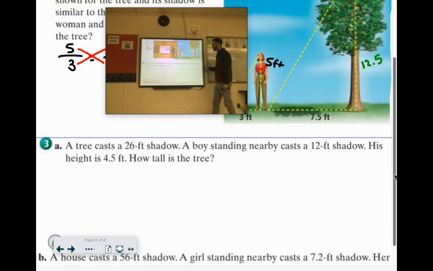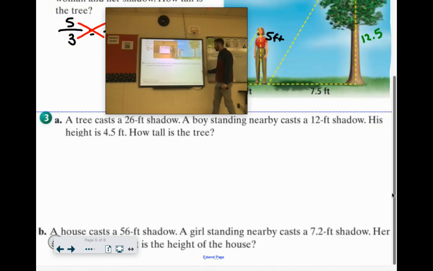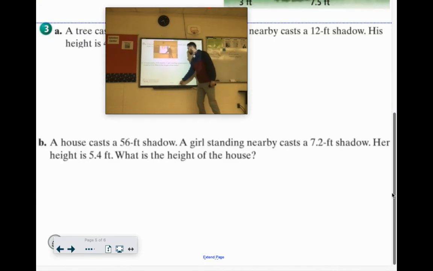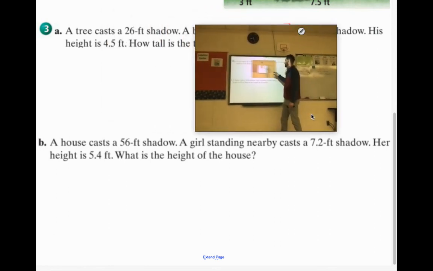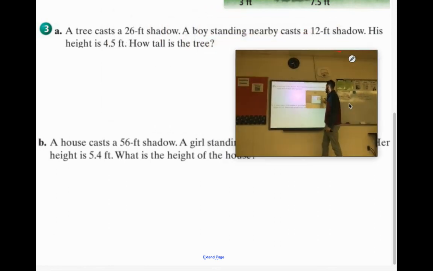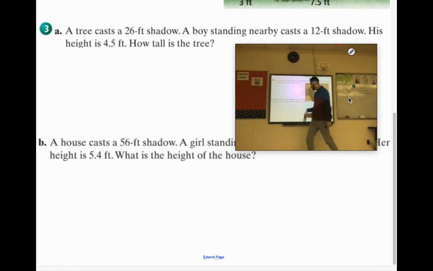Let's talk more shadow problems. They love the shadow problems when you're doing similar figures. They love it. And I love drawing on the video portion of the screen. It sounded like I was doing an accent. The video portion. Now, I prefer to draw these out when I'm doing it. It makes it easier for me.